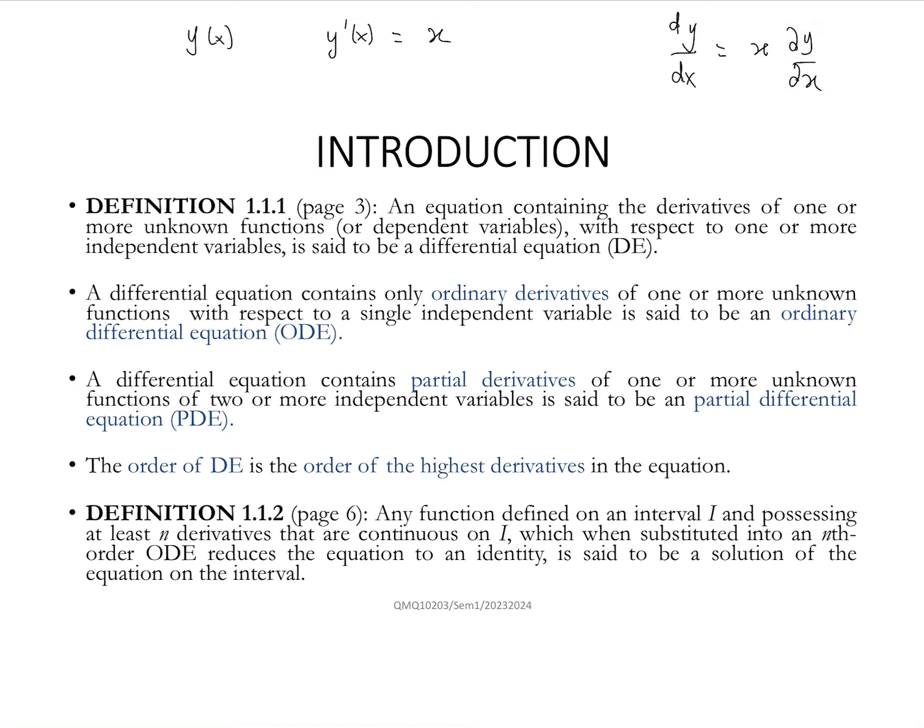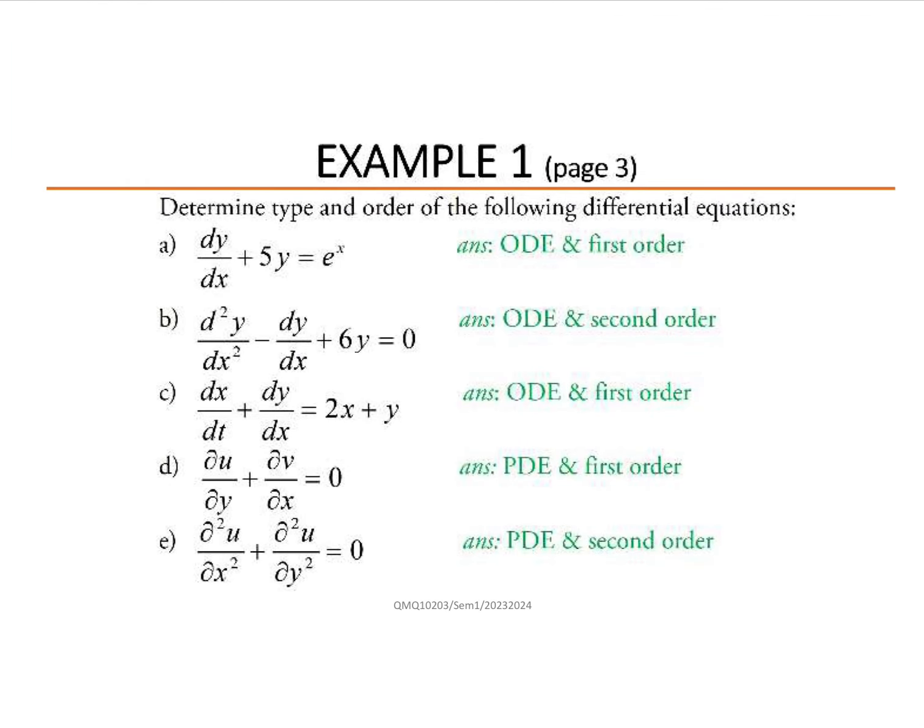Definition 1.1.2: any function defined on interval I and possessing at least n derivatives that are continuous on I, which when substituted into n order ODE reduces the equation to identity, is said to be a solution of the equation on the interval.